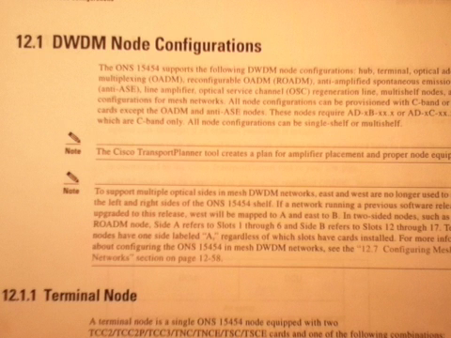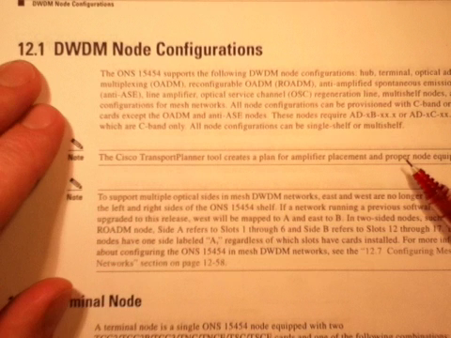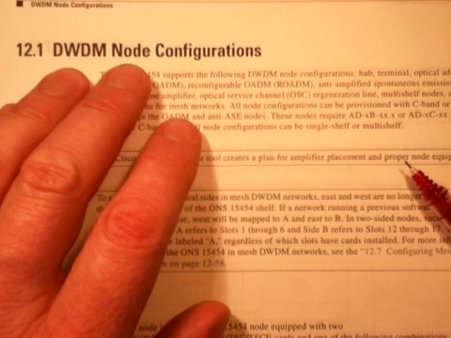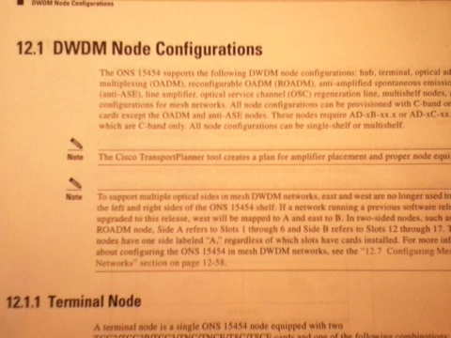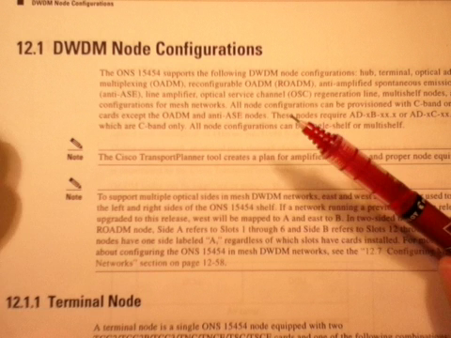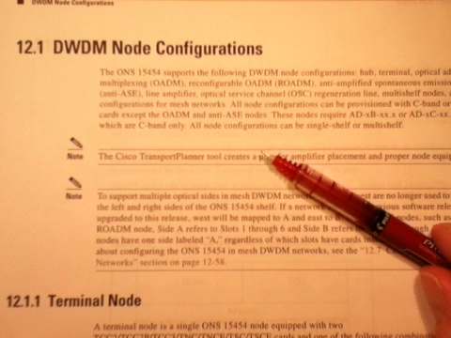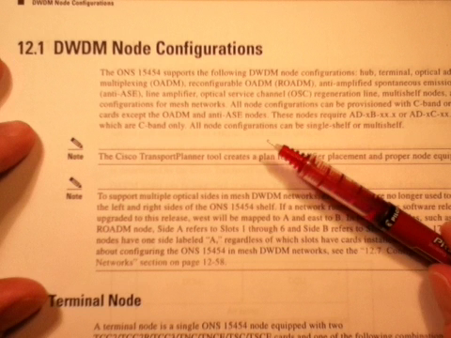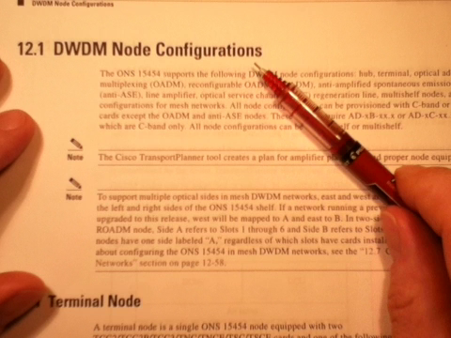Okay, in this video, which might be the last one on the ONS system, I'm going to look at Chapter 12, which talks about DWDM node configurations. Basically, we've been through 11 chapters in this configuration guide and just seen one chapter after another talk about specific types of cards. This chapter shows you how to bring those cards together into the various configurations at nodes.